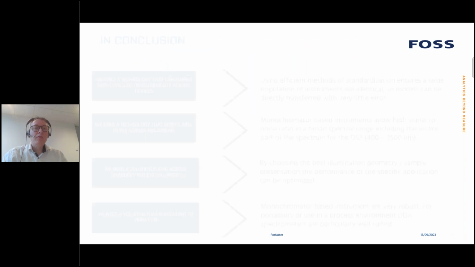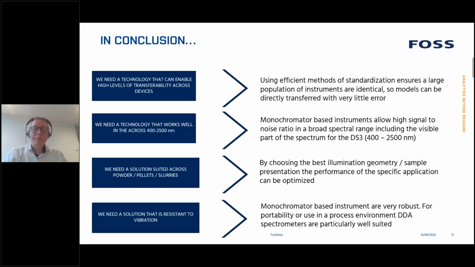So, in conclusion, in order to achieve the transferability, we use efficient methods of standardization to make sure that a population of instruments will generate the same results on the same samples. To cover the broad spectral range from the visible up to the 2500 nanometers, we use monochromator-based instruments like the DS3.